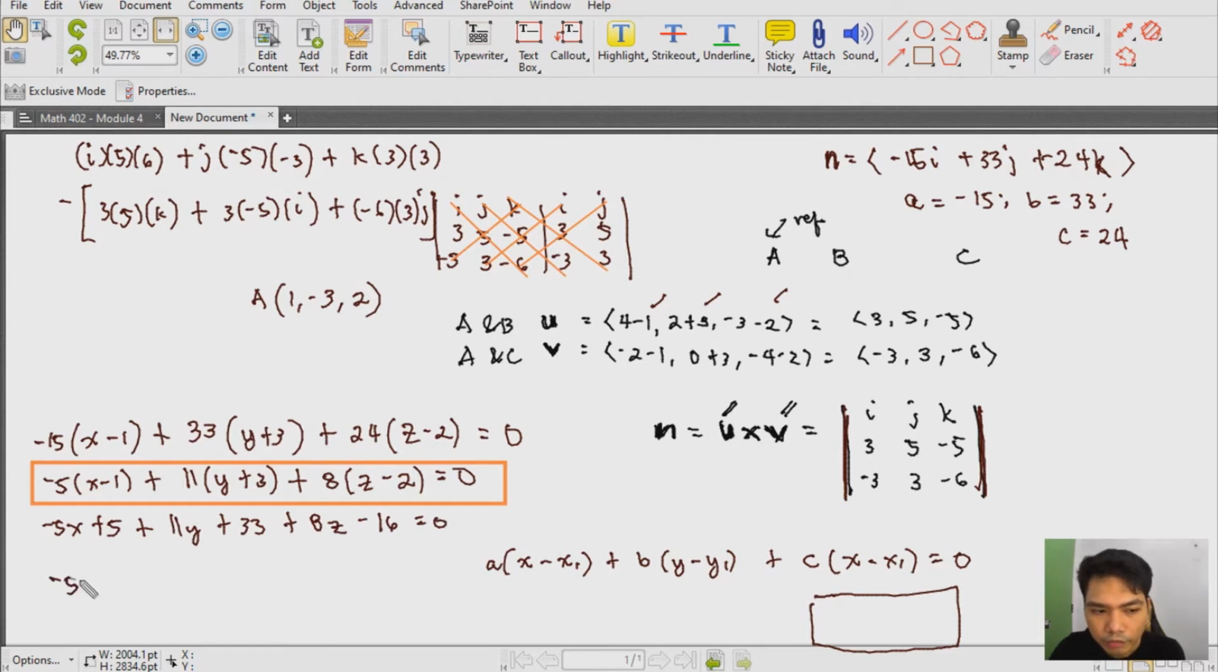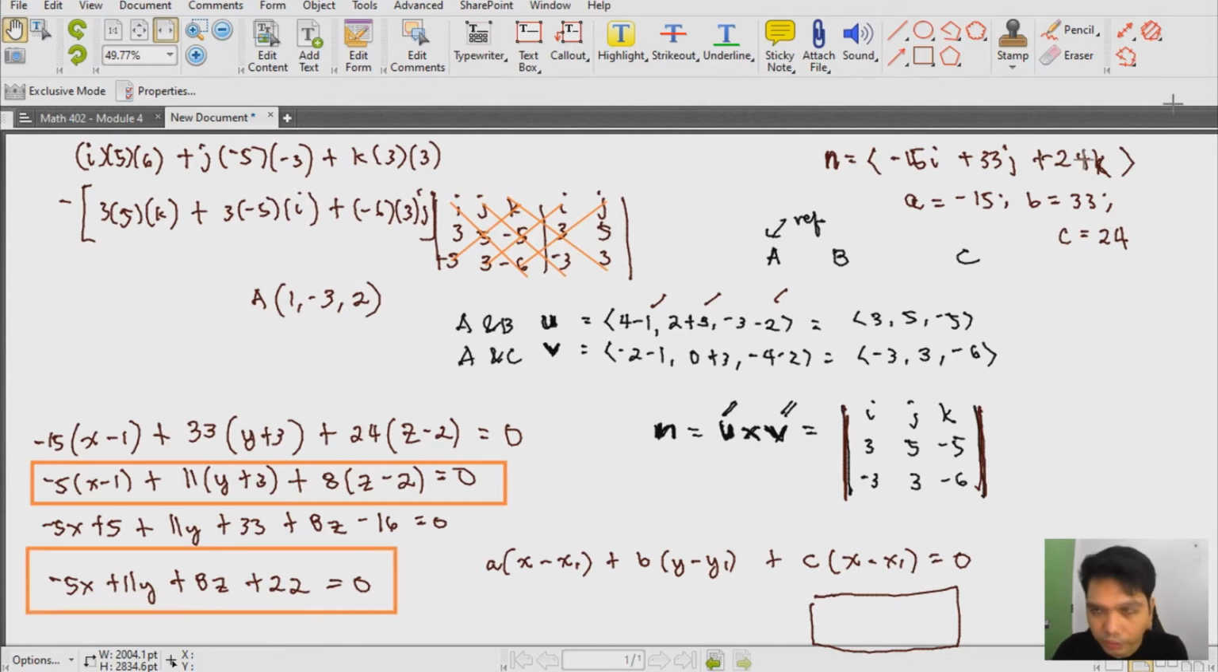And then we have negative 5x plus 11y plus 8z, and then 5 plus 33, that's 38, and then minus 16, so that gives us 22 equal to 0. So therefore, the final answers for this case would be this general form and then the standard form, and then the general form, as you can see.